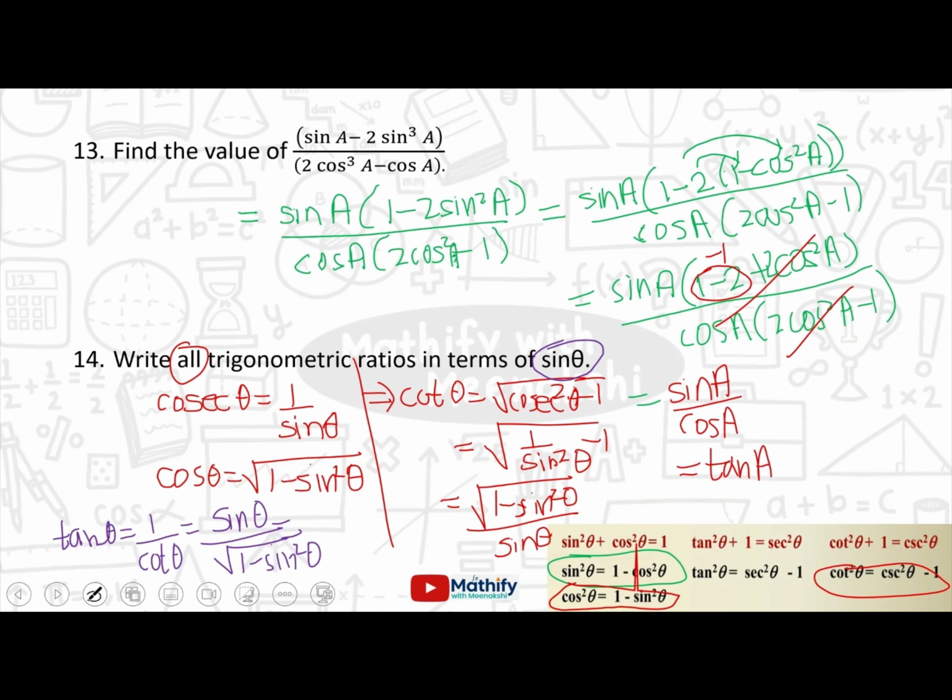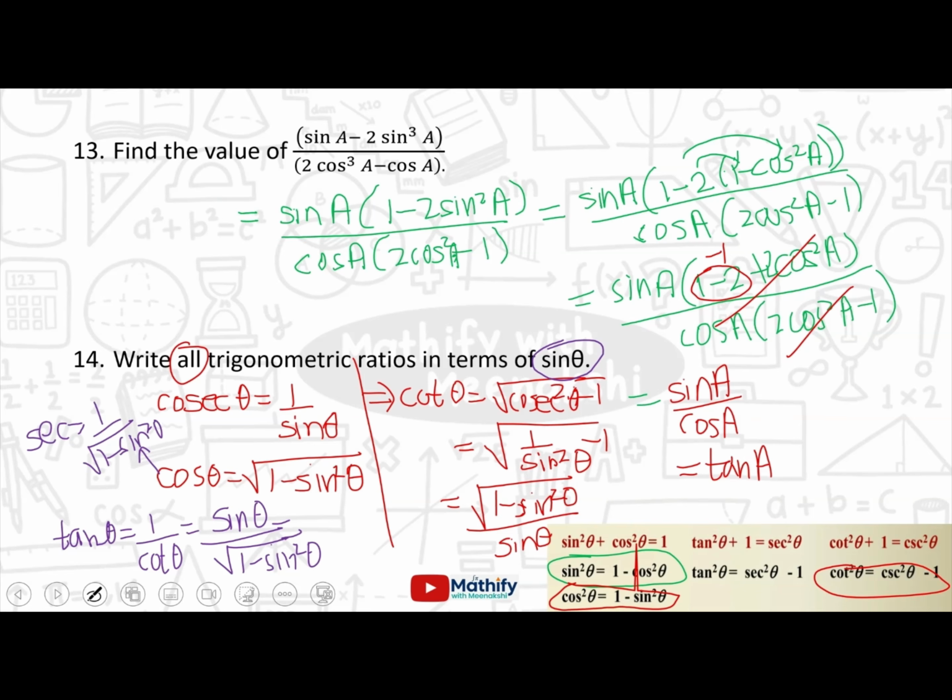Now, what are we left with? We are left with secant. Secant is related to what? Just think. Secant is related to cos. So if you know cos, you can write secant as the reciprocal of cos. That is 1 by 1 minus sine square theta.